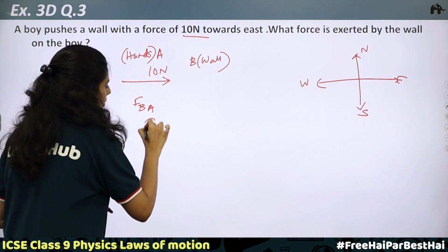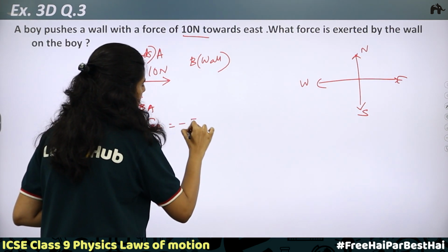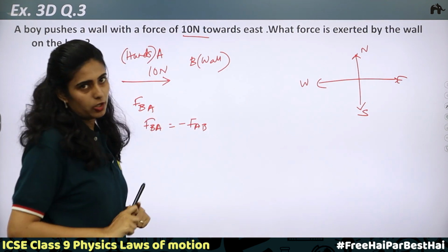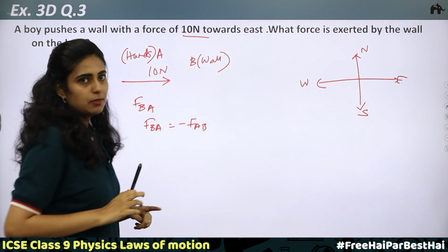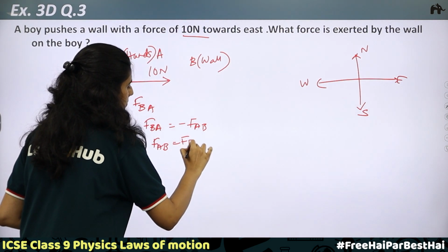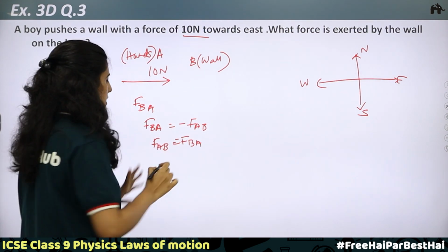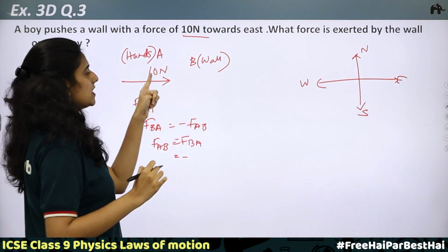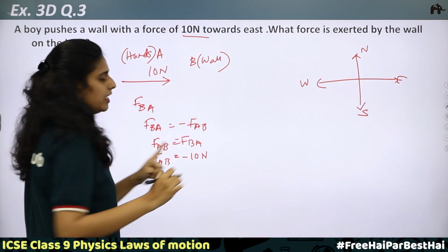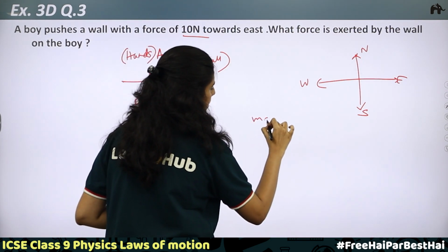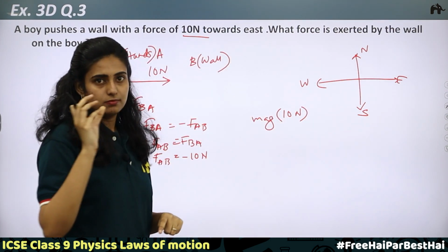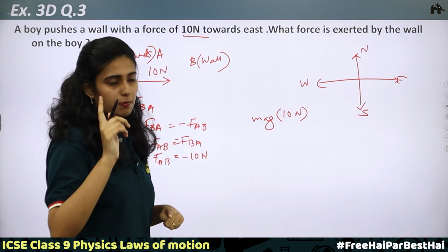Now, we have FBA is equal to minus FAB. FAB will be the force applied by the wall on the boy. So, what will be the magnitude? You can say that FAB will be equal to minus FBA. FBA's value we know, which is 10 Newton. So FAB will be equal to minus 10 Newton. The magnitude will be 10 Newton itself because they are equal. By Newton's third law, the forces will be equal but in opposite direction.